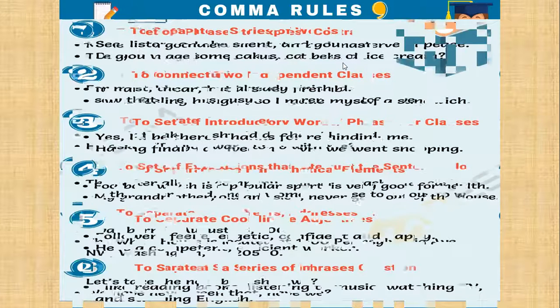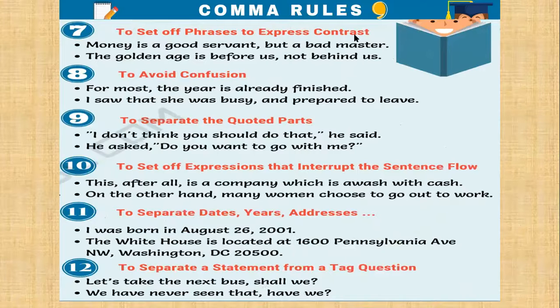Let's continue. Number seven, to set off phrases to express contrast. Number eight, to avoid confusion. Number nine, to separate the quoted parts. Ten, to set off expressions that interrupt the sentence flow. Eleven, to separate dates, years, addresses. And number twelve, to separate a statement from a tag question. Okay, we already know how to use a comma and a semicolon.